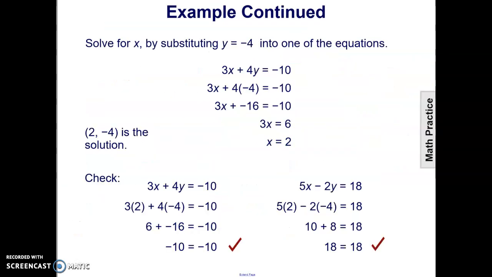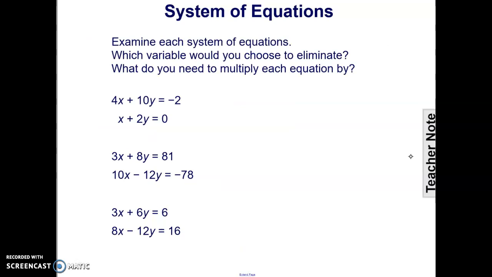So let's look at some equations and see which variable you would choose to eliminate. Now remember, there's no right answer. It's just looking at some possibilities of how you choose. When I look at this first set, I could eliminate the x by making a common factor of 4. So to eliminate x, I would multiply the bottom equation by 4. Okay. And then I would get 4x's and I would have to subtract.